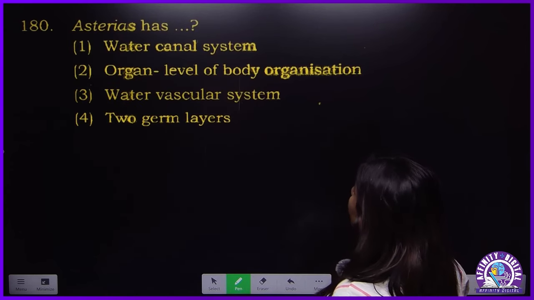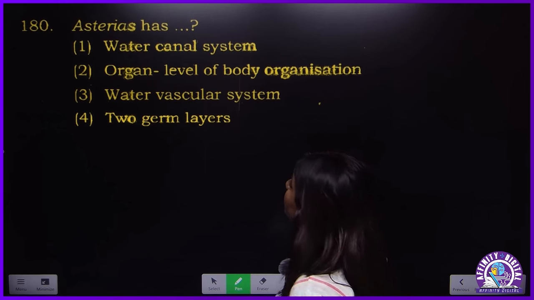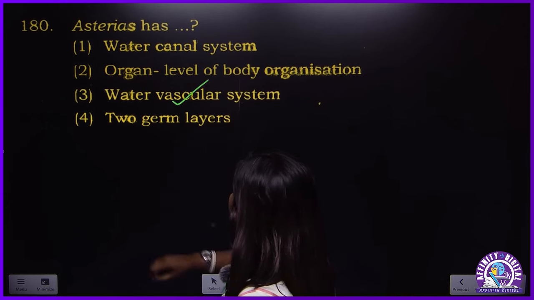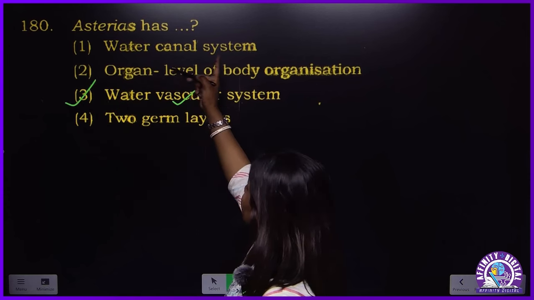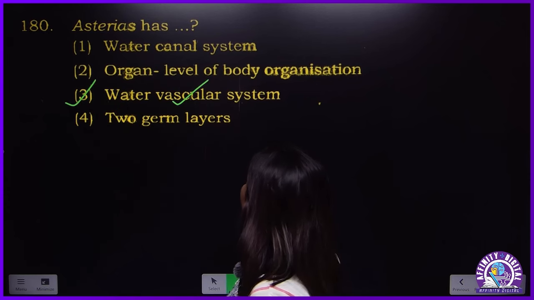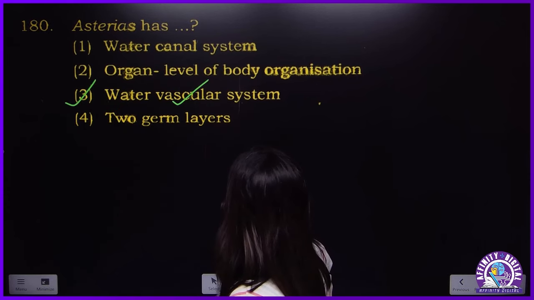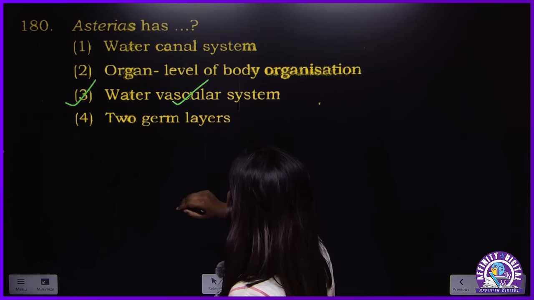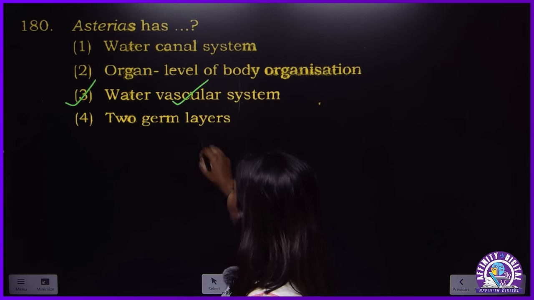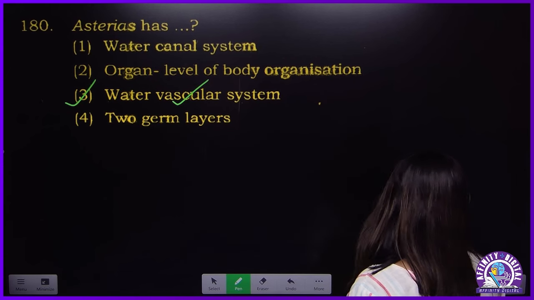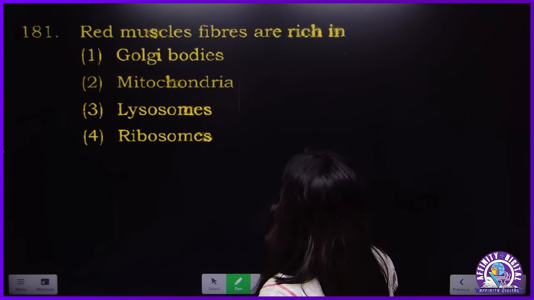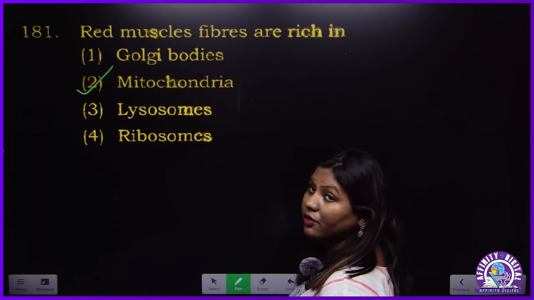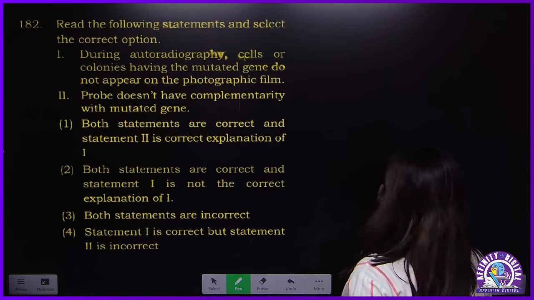In a protein, first amino acid is called the N-terminal amino acid, जो left side में मौजूद रहता है. Asterias has what kind of system? Asterias has the water vascular system. Water canal system is present in Porifera. Organ level of body organization, and no, they have organ system level of body organization, and they are triploblastic, no. Red muscle fibers are rich in mitochondria, जिस वजह से वो क्या होता है, red in color होता है.